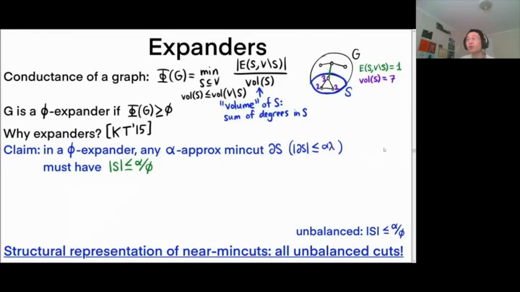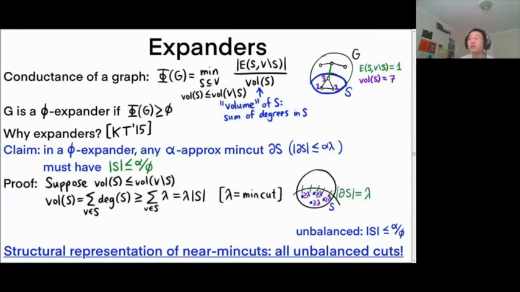Before we go to the proof, what does this mean? This means that we essentially already have a structural representation of near mincuts in the graph. They're just all the cuts that are very unbalanced, all the cuts whose smaller side has at most alpha over 5 vertices. And this is a superset of essentially all alpha approximate mincuts. At least we haven't obtained a structural representation of all cuts, but at the very least we have obtained a structural representation of all alpha approximate mincuts. And it has a very simple structure. It's just, again, all the unbalanced cuts.